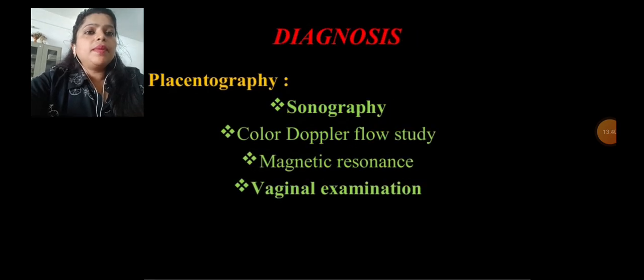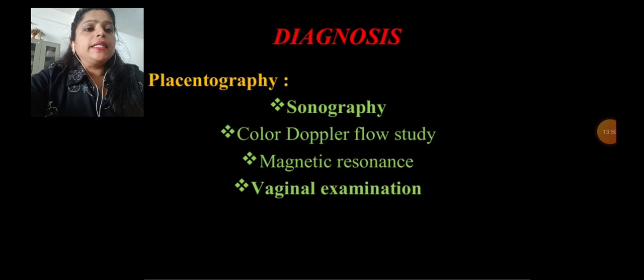Now, how can we diagnose placenta previa? First one is placentography. Here what we can do is sonography. With sonography, we can find out where the placenta is placed. Second is color Doppler flow study. Third is magnetic resonance. And fourth is vaginal examination. Through these diagnostic examinations, we can find out where the placenta is placed, whether it is grade 1, grade 2, grade 3 or grade 4.